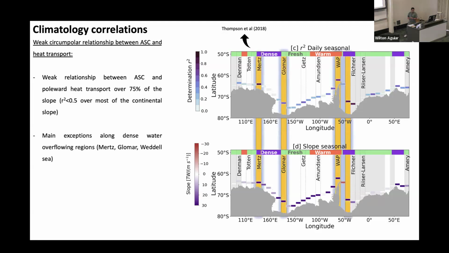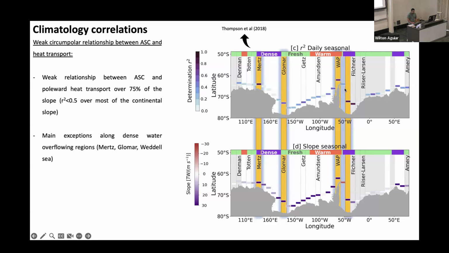If we separate the regions with high R squares and the regions with higher slopes, we come up with basically four specific sites that I'm listing here: the Mertz, the Glomar, the West Antarctic Peninsula, and just west of Filchner. This is striking because it means that 75% of the continental slope doesn't have this strong correlation between the slope current and the cross-slope heat transport, as has been suggested before.